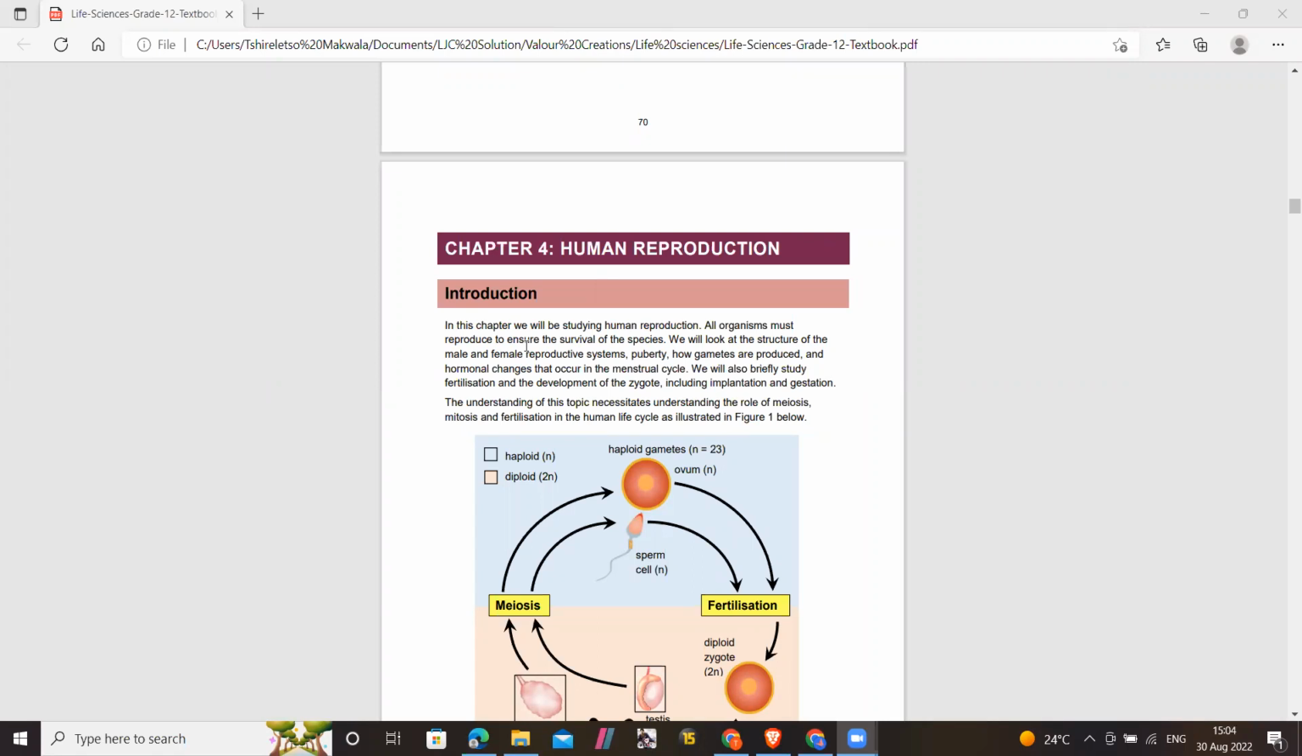So today we'll be doing human reproduction, and this is part four of the series. Last time we looked at normal reproduction, so reproduction among vertebrates. Now we're going to look at reproduction specifically dealing with humans, right?